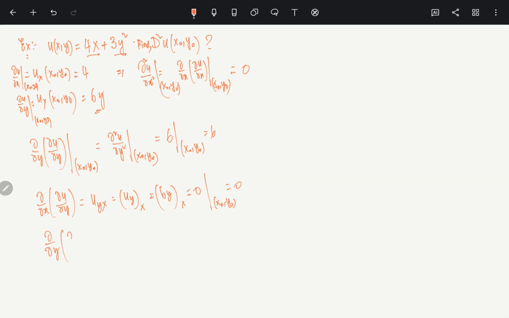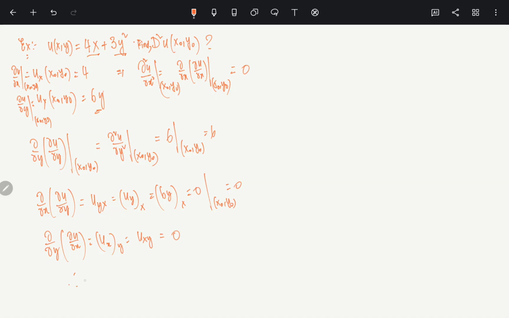Again, del y of del u del x. We can write it as ux with respect to y, which is u of xy. What is u of x? In this case it is 4, and 4 with respect to y is going to be 0. So basically it is 0.